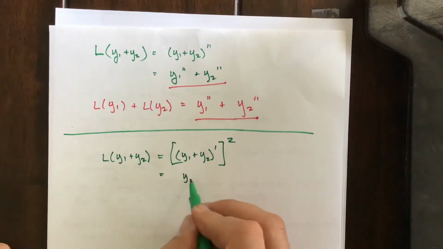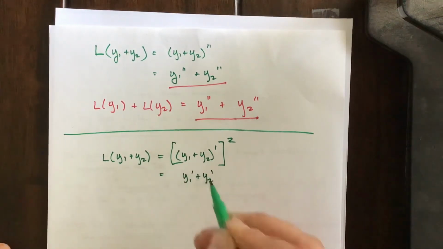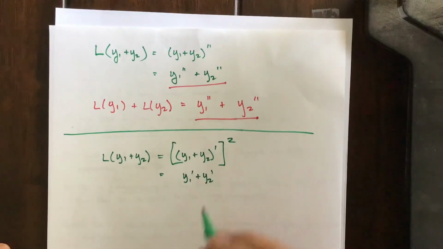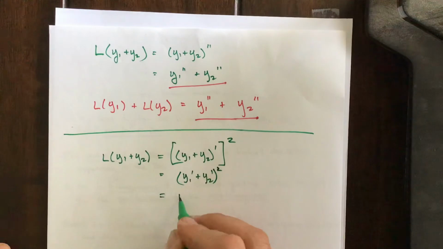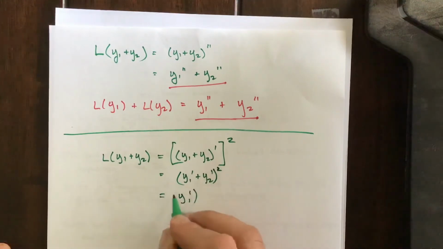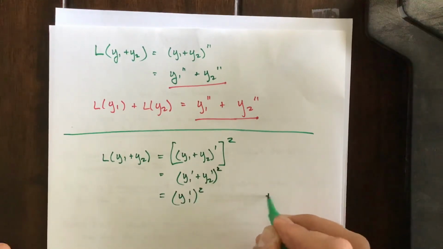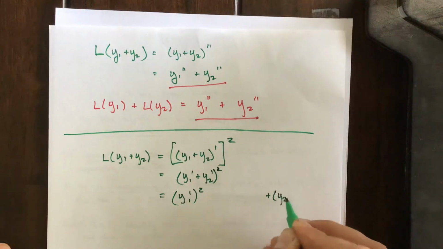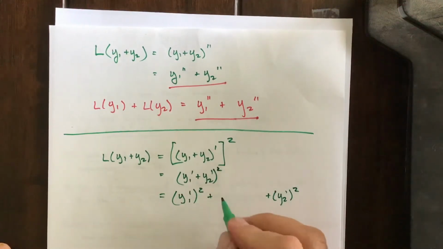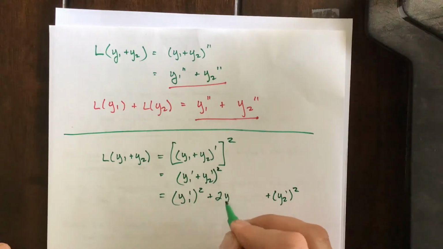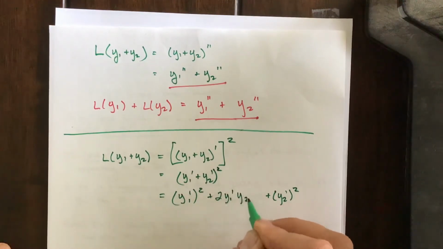So this is y1 prime plus y2 prime when you take the derivative of y1 plus y2. And now square that, you get y1 prime squared, you get y2 prime squared. But because of foiling, you get 2 times y1 prime times y2 prime.